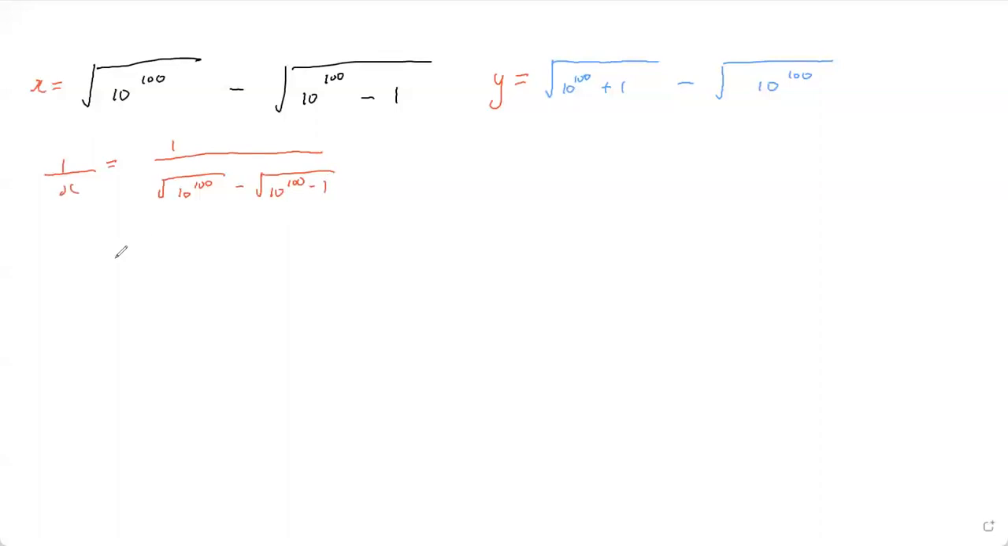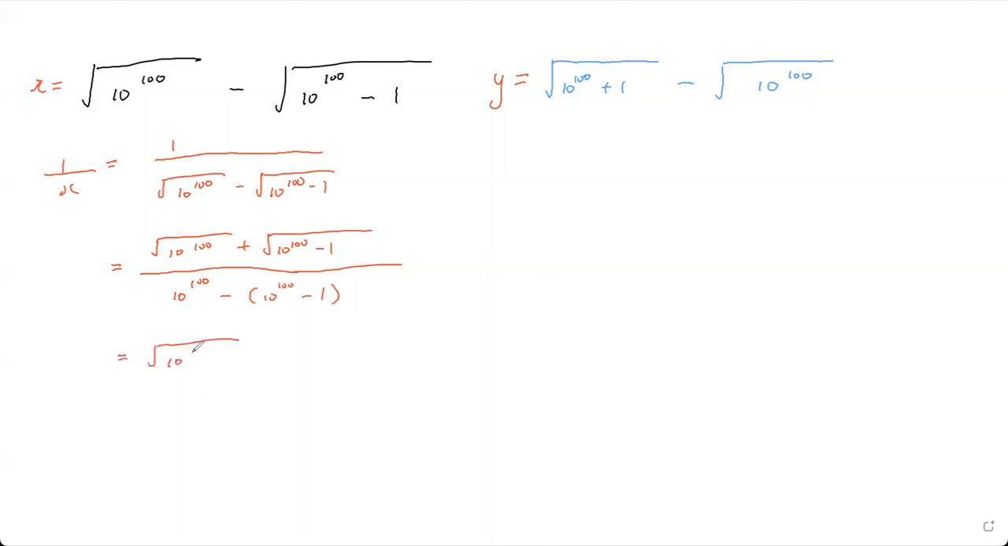Okay, so I'm going to rationalize this number. Rationalizing it, I will multiply by the conjugate of the denominator, and I will get this plus square root of 10 to the power of 100 minus 1, divided by 10 to the power of 100 minus 10 to the power of 100 minus 1. So that would simplify to just square root of 10 to the power of 100 plus square root of 10 to the power of 100 minus 1, right? Because the denominator would become just 1.